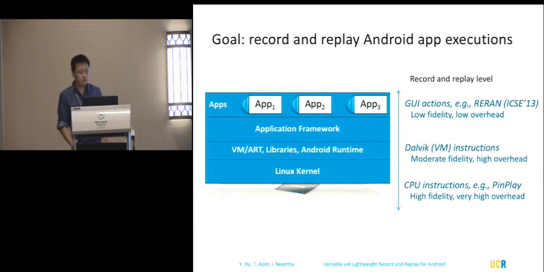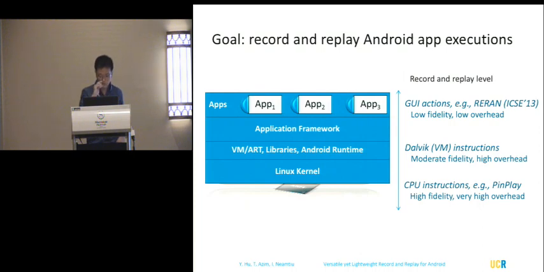So our goal is to record and replay Android app executions. The interesting question here is at which level we should handle this. One possible level is at the GUI actions. There are a lot of GUI tools like Robotium and so on, and our group has also developed a tool called Rerun. This kind of tool tries to capture the GUI events necessary for replay. But as I mentioned, if you do not capture the GPS, the sound and the camera, that kind of app cannot be replayed.